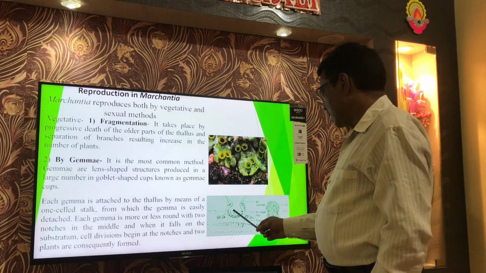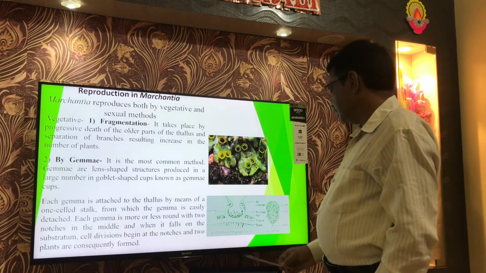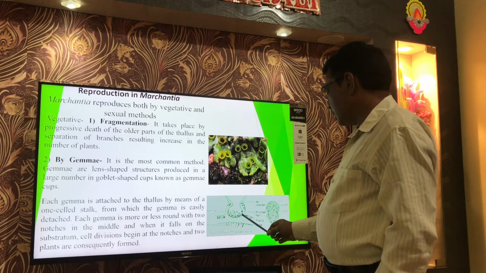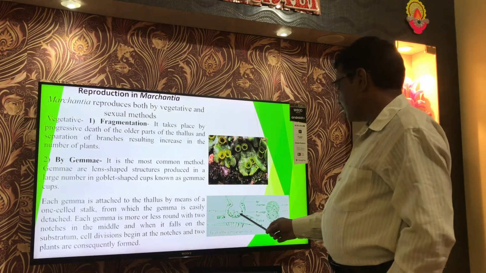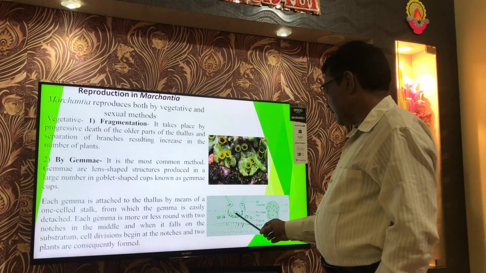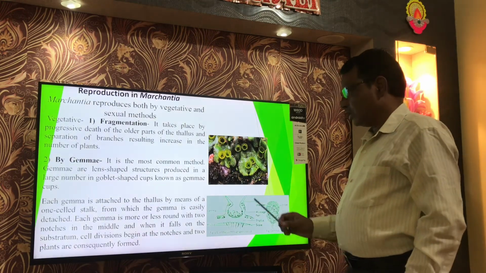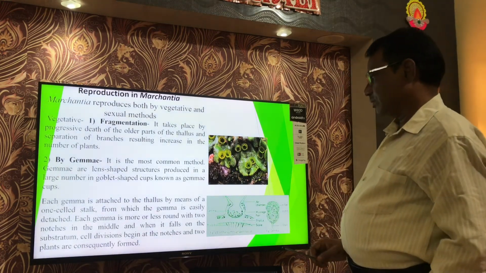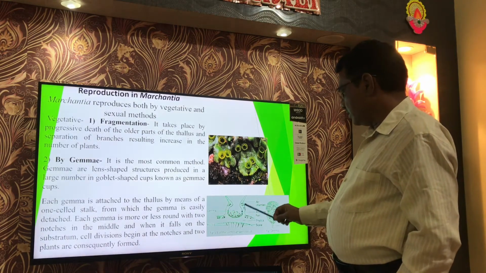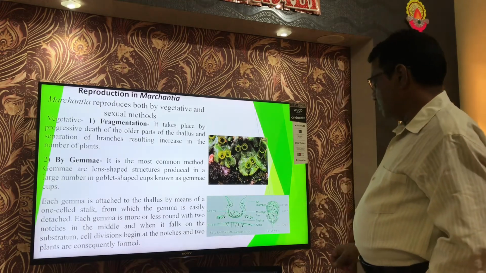So these are the gemma bodies, or gemmae, and such a large number of gemmae are produced in a cup-shaped structure. This cup is called a gemma cup because it produces gemma bodies. If you observe here, it is the vertical section of the thallus through the gemma cup.